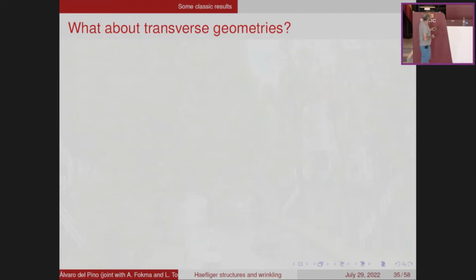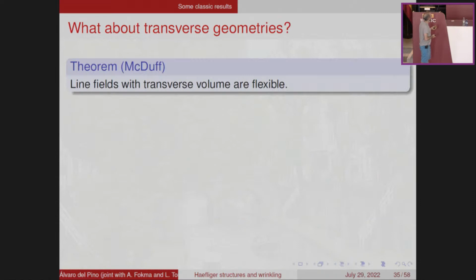Okay, so now let's do transverse geometries. So basically, McDuff proved a lot in the 80s. What she said is, using convex integration, line fields with a transverse volume, which is somehow one of the simplest geometries you can come up with, are flexible. And there's an analog of this in classifying space, but okay. This says that if you have a line field that is transversely orientable, I can always homotope it to a line field that actually has a transverse volume.